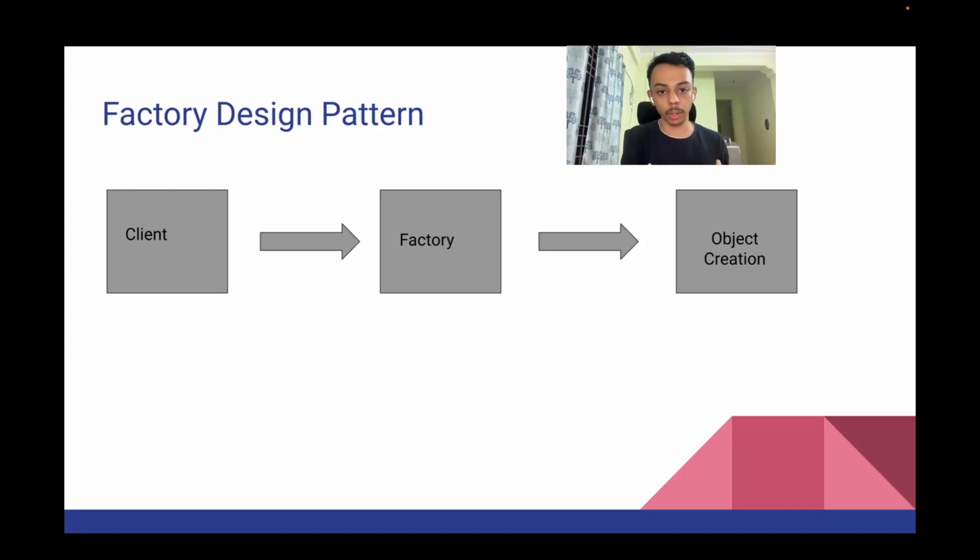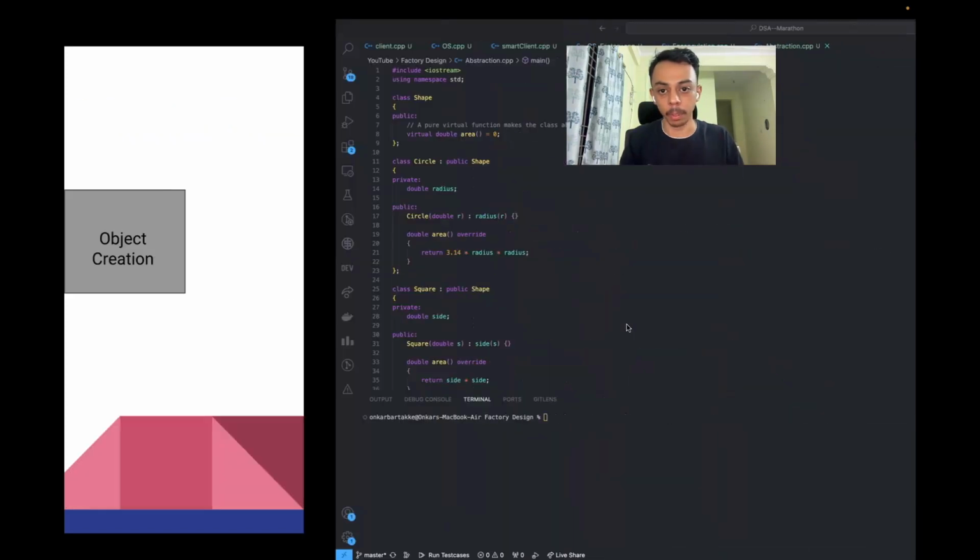So to get over this, we introduce the factory. Factory is an interface between the two classes. Now, whenever there is a change in the object creation, we just change our interface in between, that is the factory. We don't touch our client. Let's understand it via an example.